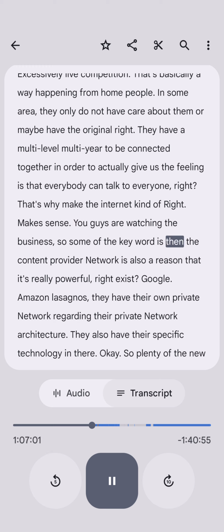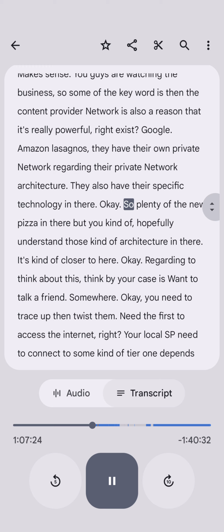So one of the keywords is the content provider network, which recently is also really powerful, right? Makes sense? Like Google, like Amazon, they have their own private networks. Regarding their private network architecture, they also have specific technology in there, okay? So plenty of new things are in there, but hopefully you understand the architecture. So everybody is kind of closer to here, okay?